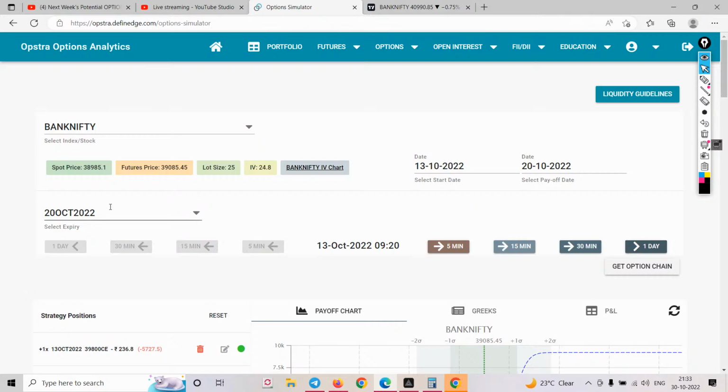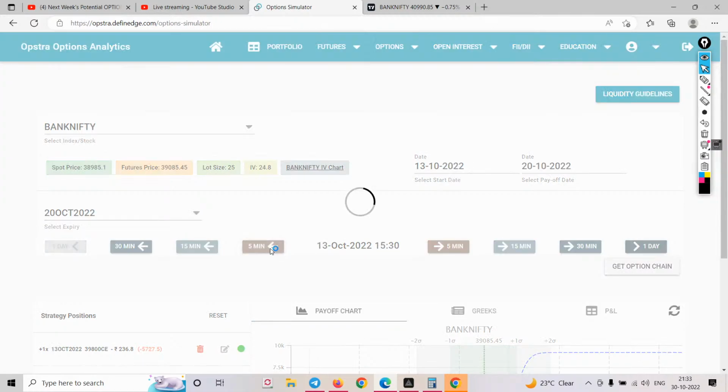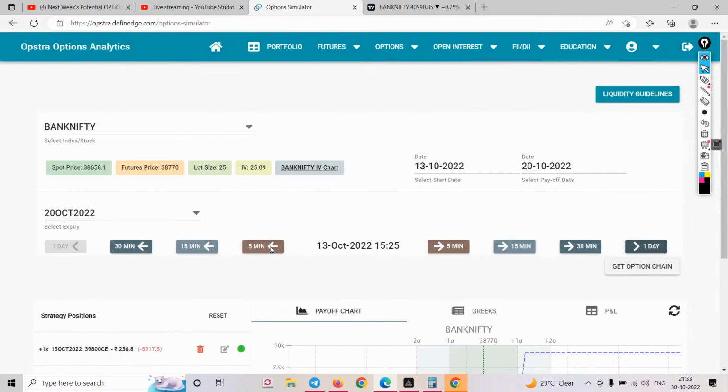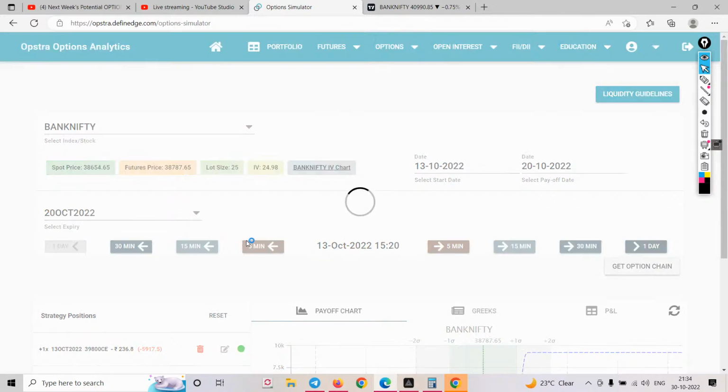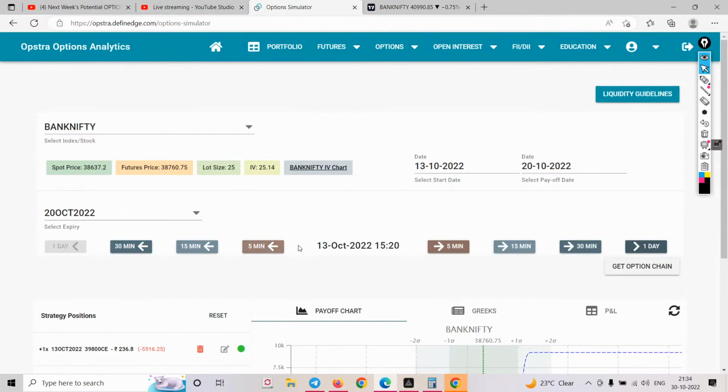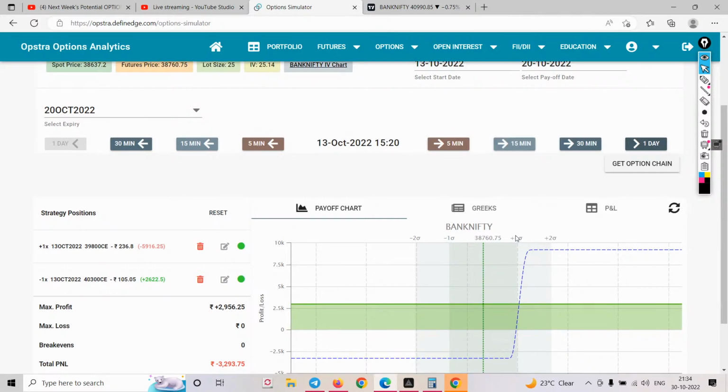I'll try to show you two trades. I'll show you by deploying Ironfly, and then also how the butterfly is different from Ironfly. I'll take you to 3:20 on the 13th, the expiry week. Last 5 minutes, friends, and we will be done with the session. Stay with me. I'll reset.